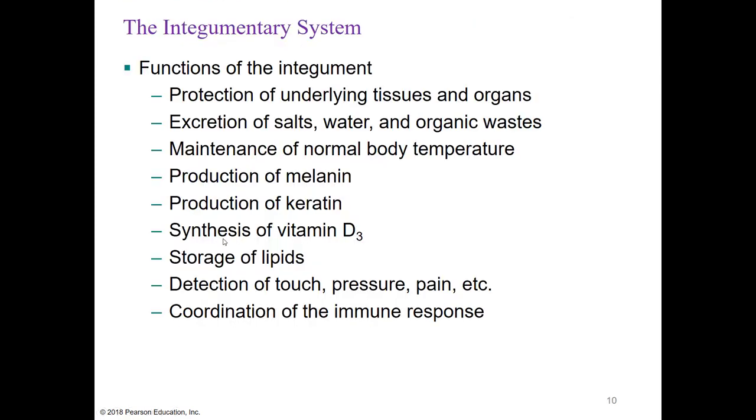So the functions of the integument is a good place to start. We need the skin because it's going to protect our tissues and organs that are internal. It's going to separate them from the outside world. We're going to be able to get rid of waste through our skin by sweating. So excretion of salt, water, and organic waste. Our skin helps us to maintain a normal body temperature by keeping us cool when we sweat, and by the fat that we store in our skin that acts as insulation when we are cool.